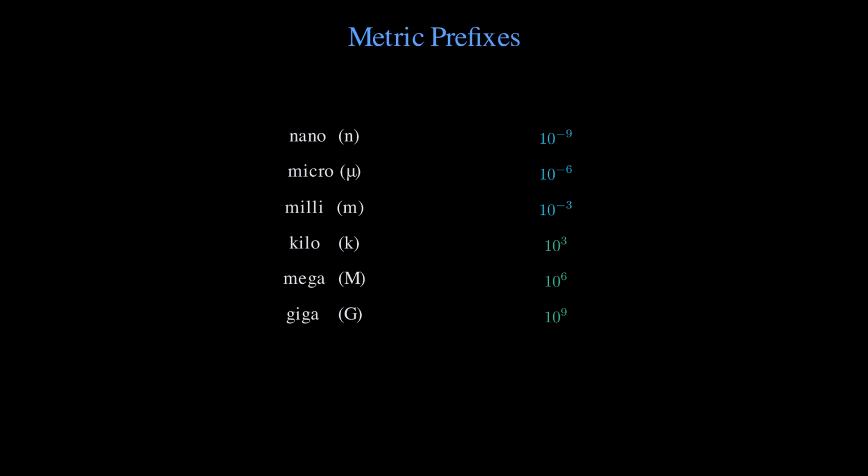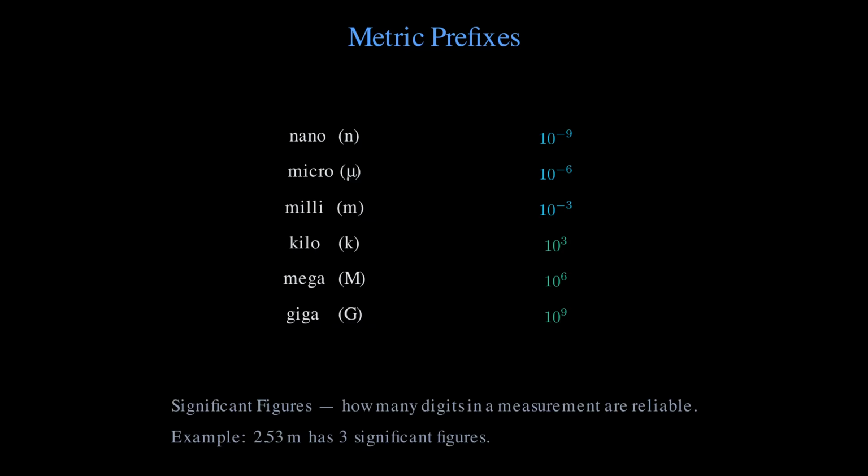Because of this prefix system, we use scientific notation to write very large or very small numbers cleanly. For example, the thickness of a human hair is approximately 70 micrometers, that is 70 times 10 to the power of -6 meters.